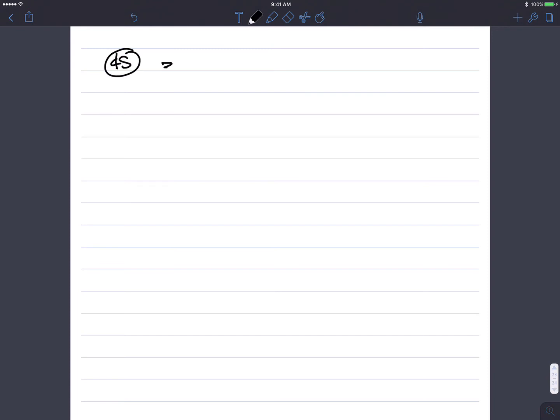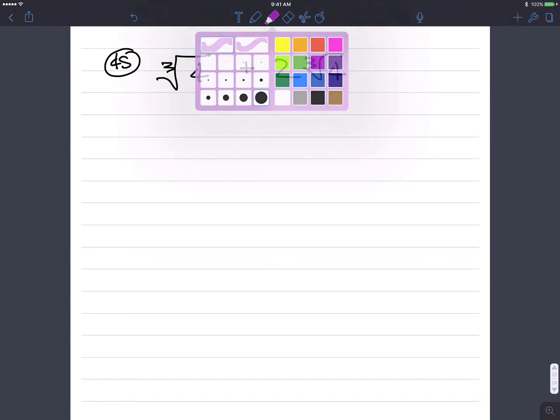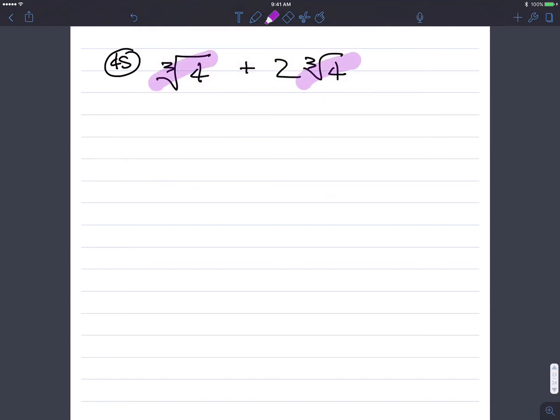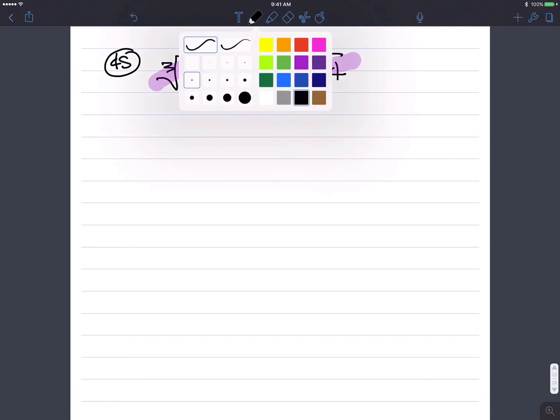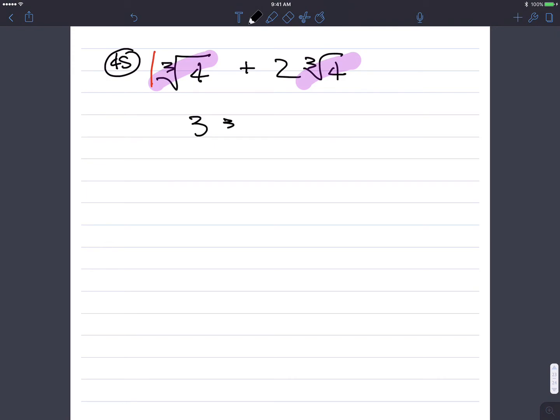We have the cube root of 4 plus 2 times the cube root of 4. Notice here again, our radicals are simplified, meaning I have one apple plus two apples. Now one apple plus two apples, if I want to put the one out here, will end up giving us three apples. And we're done.